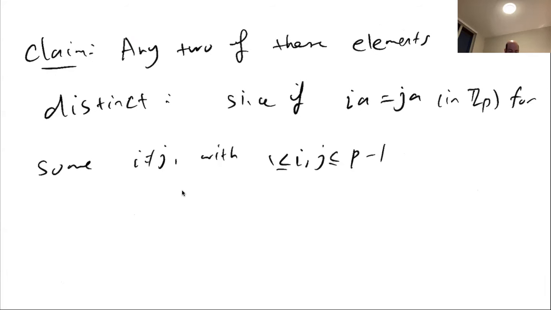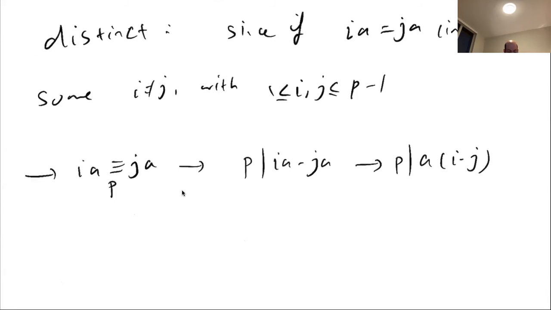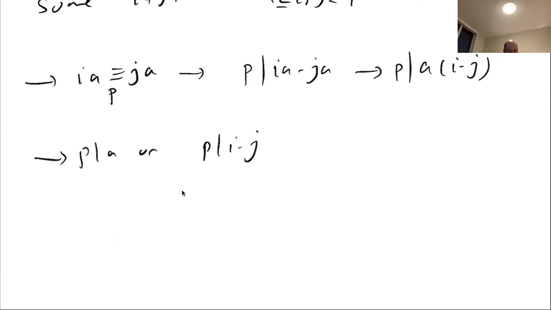Then what can I say? Then I can say that ia is congruent to ja mod p, that means p divides ia minus ja, which means p divides a times (i minus j). So that means p divides a or p divides i minus j. But p divides a is not possible since a is not equal to 0 in Zp.